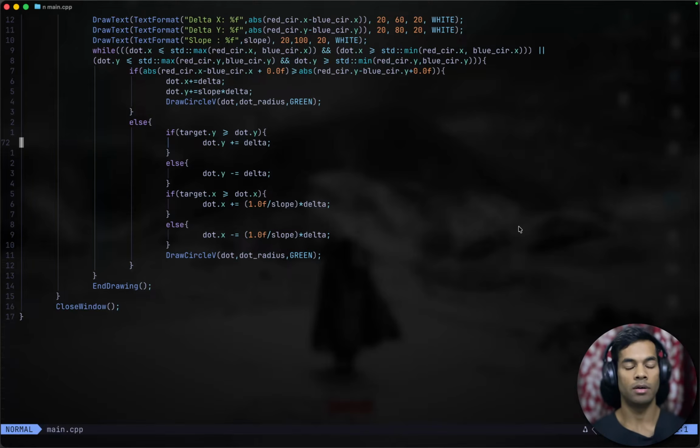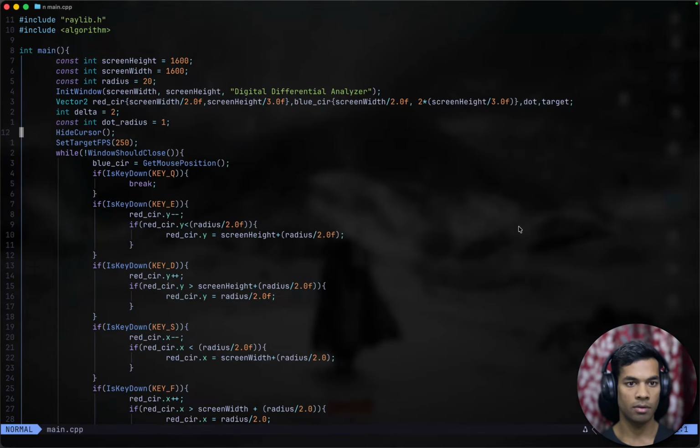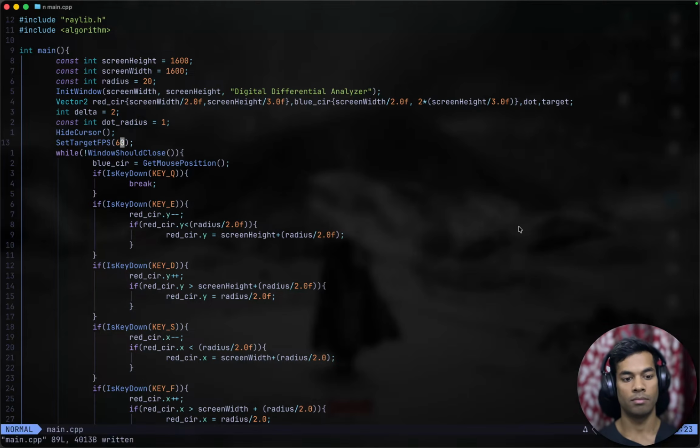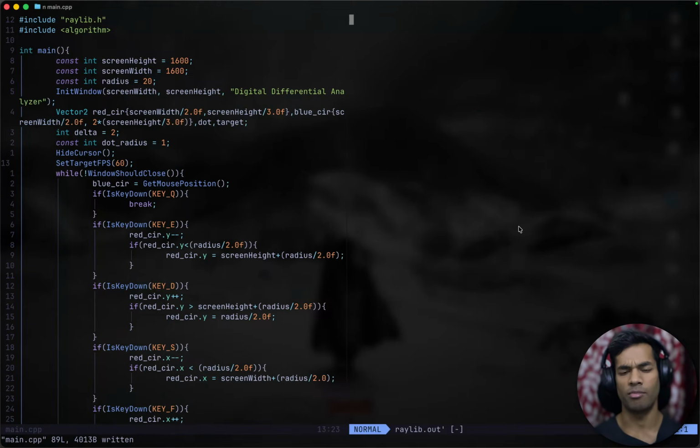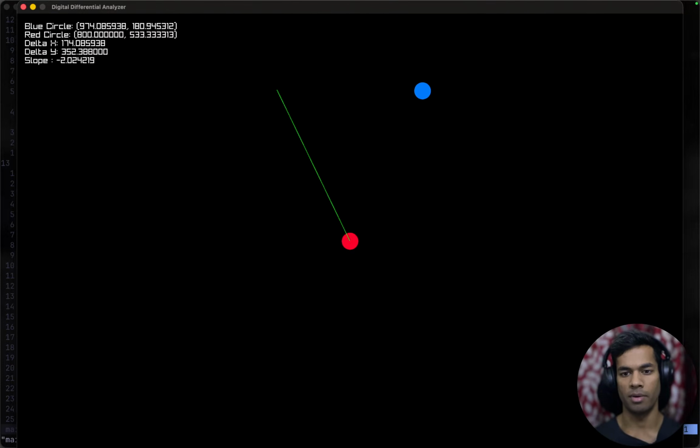Plus delta, I guess the FPS. 250 FPS. Why did we increase the FPS from 60? Yes, because we wanted the red circle to move quickly. Wait, FPS has no problem here. Shit. Why is this getting stuck?